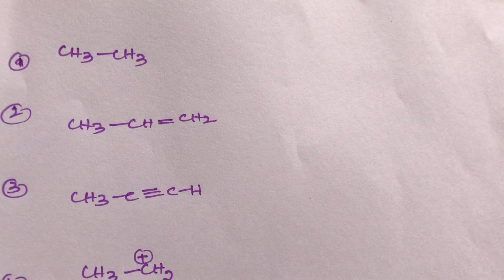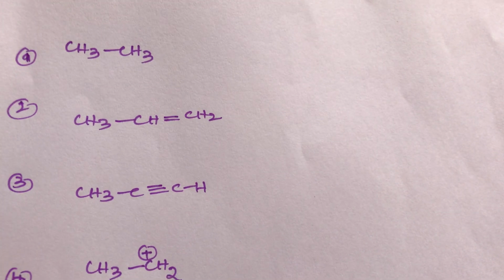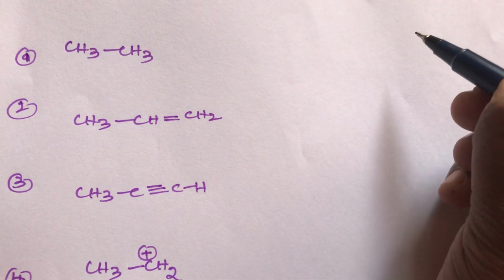Students, find out the hybridization of the following organic compounds. The first one is ethane. So we know, students, what the hybridization is.